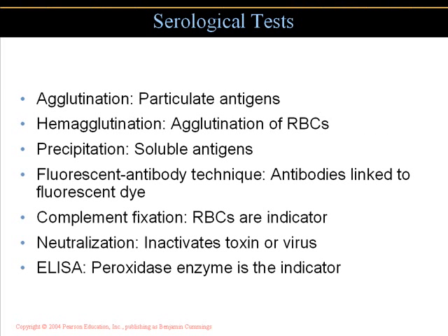Just as a review, we've talked about agglutination, of particulate antigens. We've talked about hemagglutination, which is agglutination of red blood cells. We've talked about precipitation of soluble antigens. We've talked about the fluorescent antibody techniques, or antibodies linked to fluorescent dyes. Complement fixation, which has red blood cell indicators. Neutralization, which inactivates toxins or viruses. And then the ELISA, or the peroxidase enzyme.